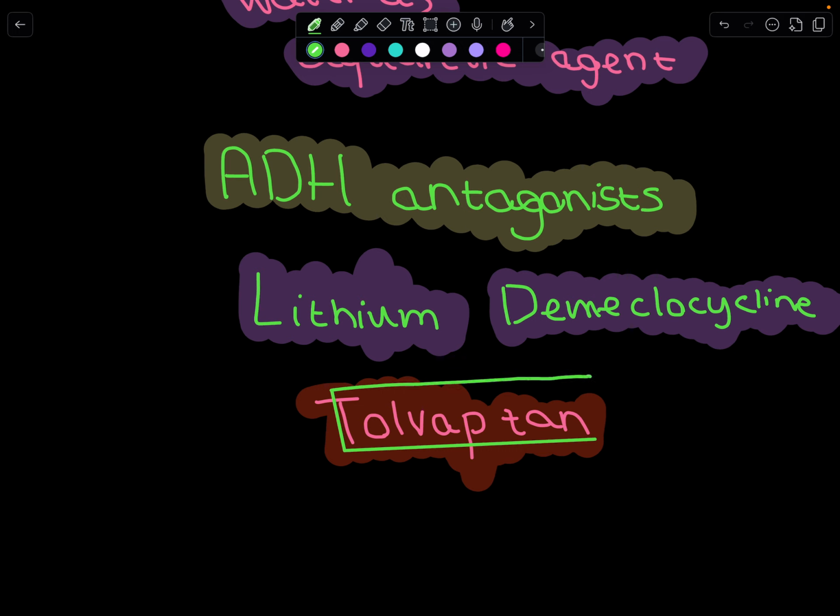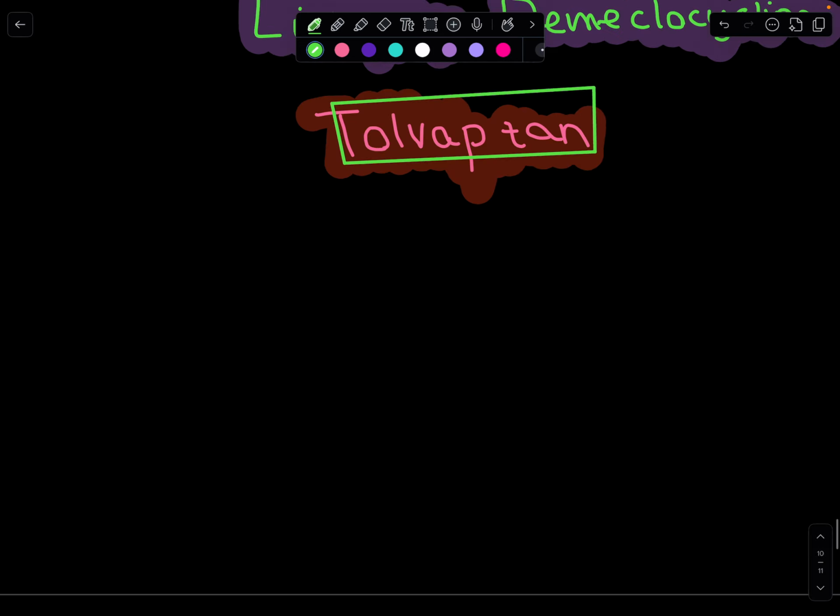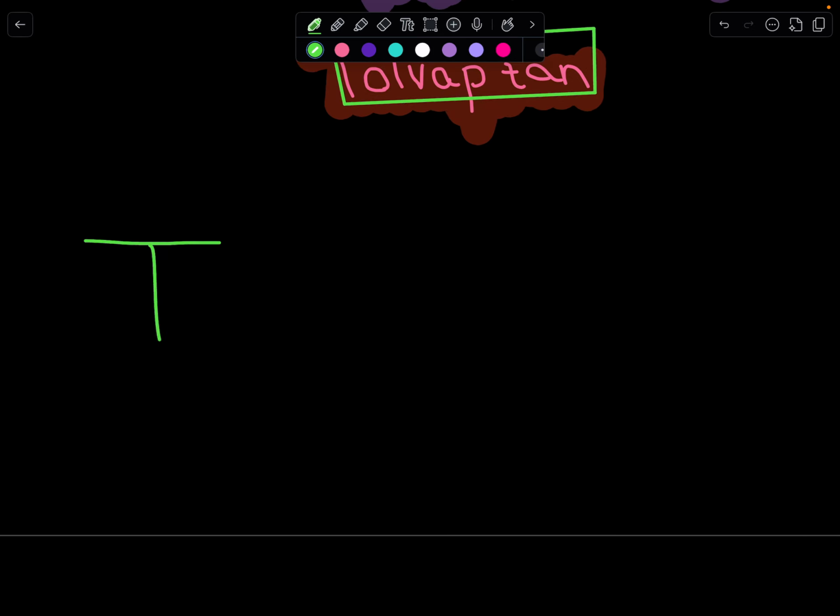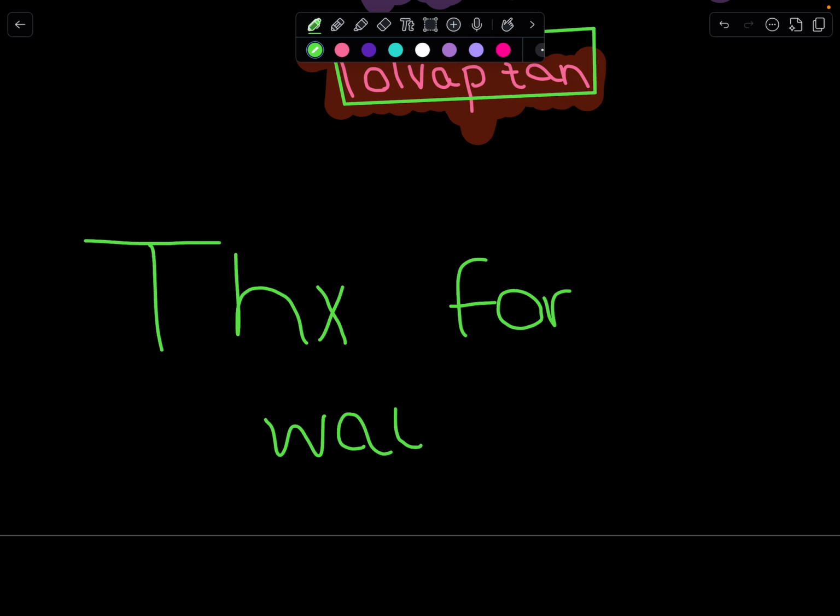Lithium, primarily a mood stabilizer, can act as an unintended ADH antagonist by desensitizing the kidney to vasopressin, causing nephrogenic diabetes insipidus, where patients excrete large amounts of dilute urine. It doesn't target vasopressin receptors directly, but disrupts signaling pathways. I think you meant demeclocycline.